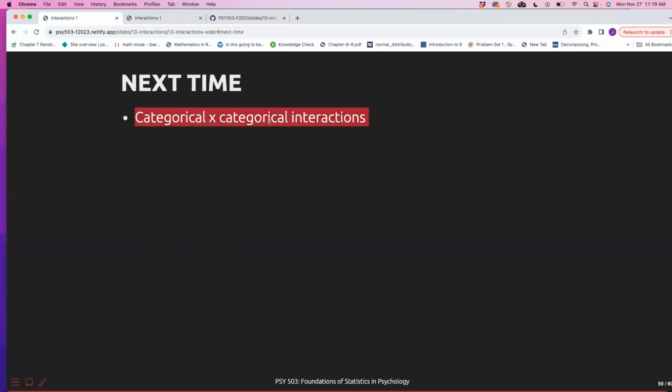All right, so that is all that I have for at least interactions. So continuous by categorical and continuous by continuous. Next time, we're going to look at categorical by categorical interactions. And if something is confusing, I definitely suggest reading the textbook chapters on Canvas on interactions. I think they're really good as kind of a general introduction to interaction. So if you haven't done that, I would definitely recommend reading that to supplement the content from today.